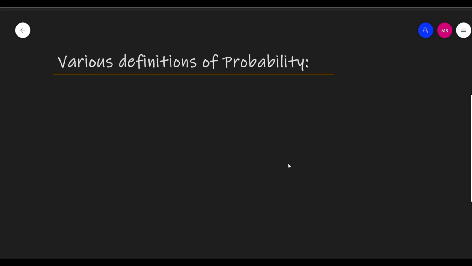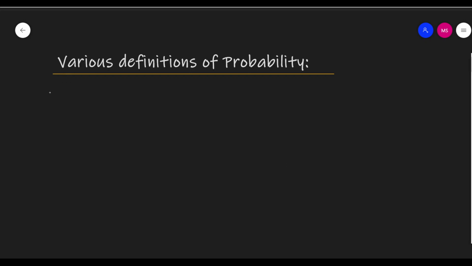So, what is that? There are mainly three definitions of probability. The first definition is called the mathematical definition of probability, the second is called the statistical definition of probability, and the third is called the axioms of probability. Well, there are three types of definitions. Now let us discuss the definitions one by one.